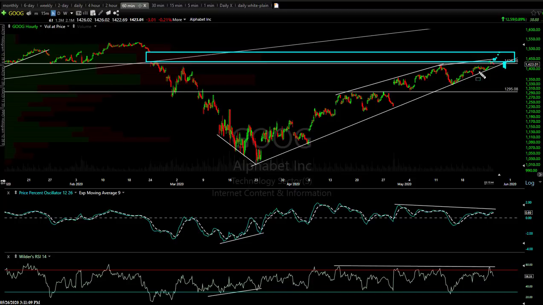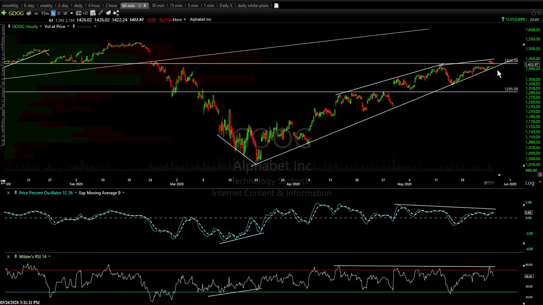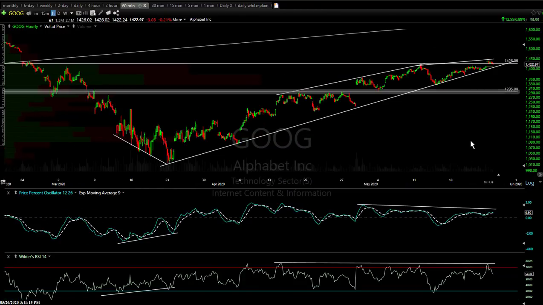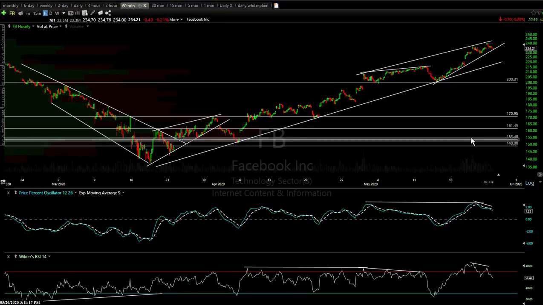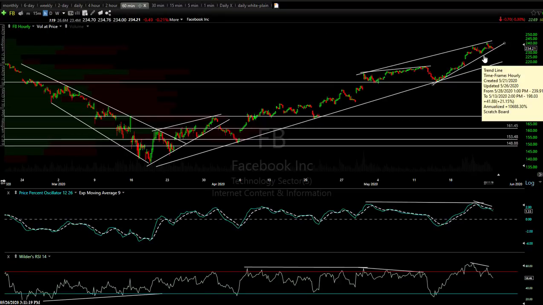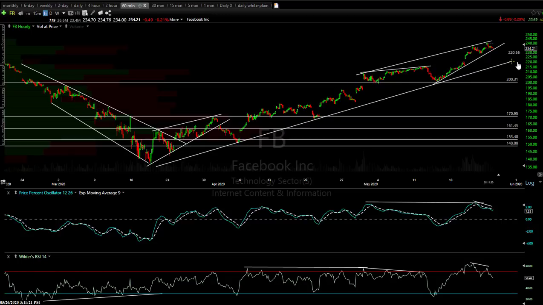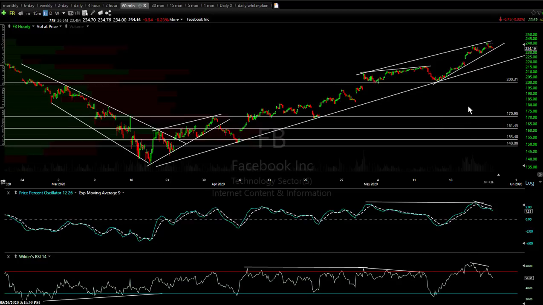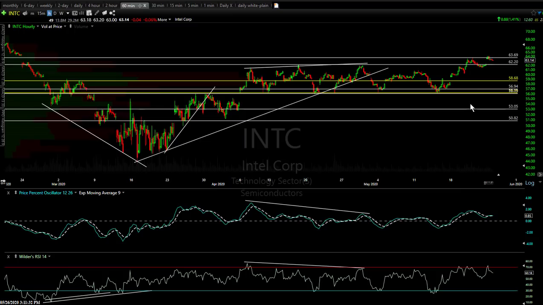You need a break of the trend line and that level right there, the price level 1426 on Alphabet. Facebook, little minor trend line there, more significant uptrend line. Facebook is doing better than a lot of the others. And again, as I showed you with XLC, it's leading. Facebook's really holding that one up. The communication sector.